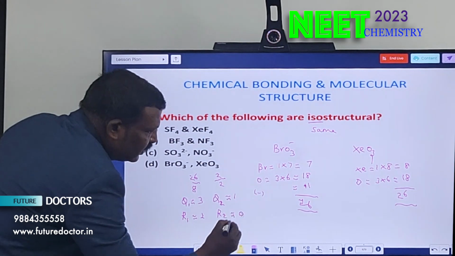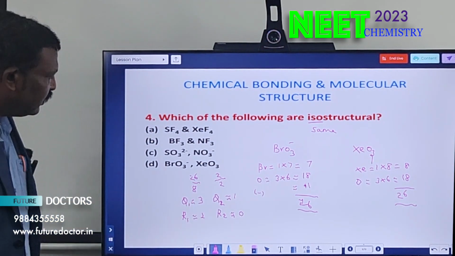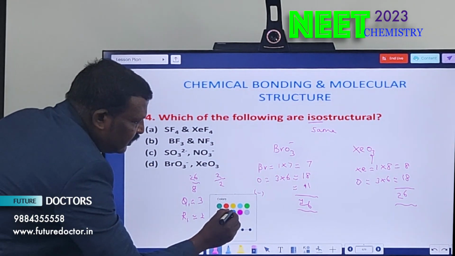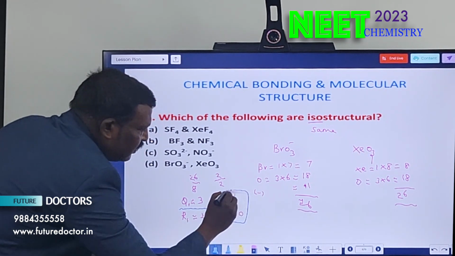Understood? So if you have two quotients and two remainders, we have one formula for that. You add all the quotients and the final remainder.